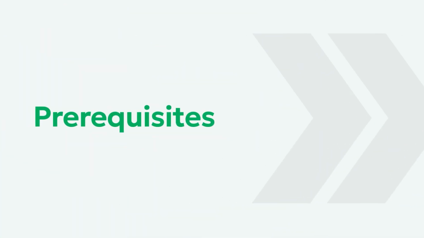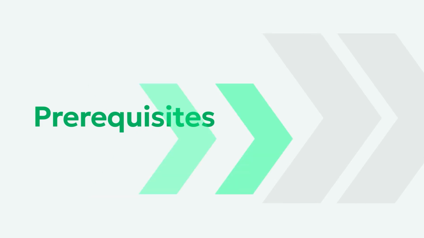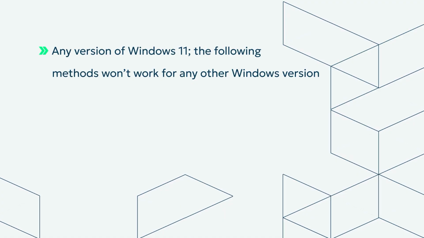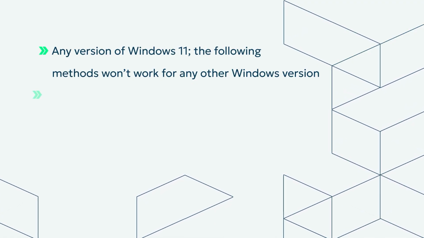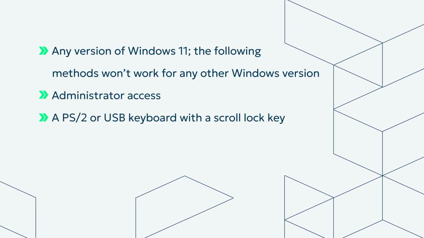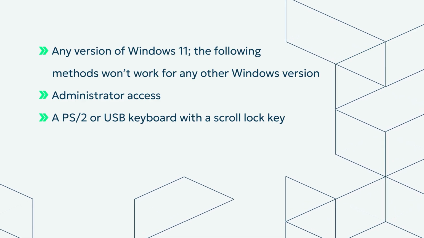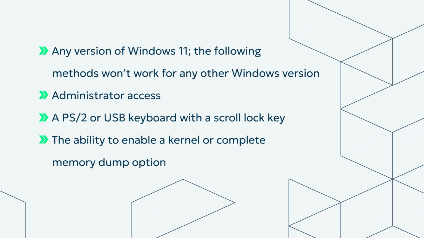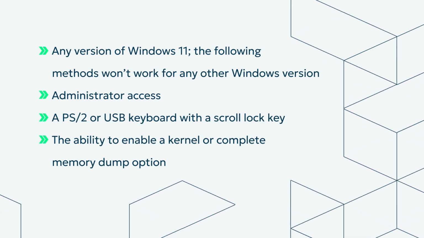Ctrl+Scroll Lock BSOD management prerequisites. Before you use any of the methods, make sure you have the following prerequisites. Any version of Windows 11. The following methods won't work for any other Windows version. Administrator access, a PS2 or USB keyboard with a Scroll Lock key, and the ability to enable a kernel or complete memory dump option.